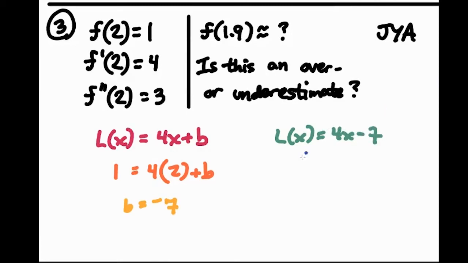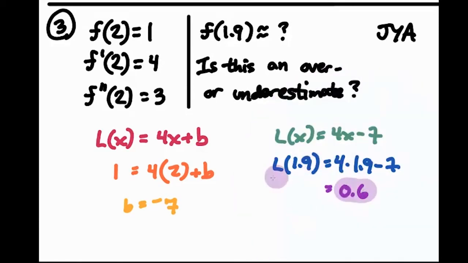You have to plug in 1.9 because that's what we're looking for. Which is going to be 4 times 1.9, which is 7.6, minus 7 is 0.6. So that's the answer for the first part, for the approximation.